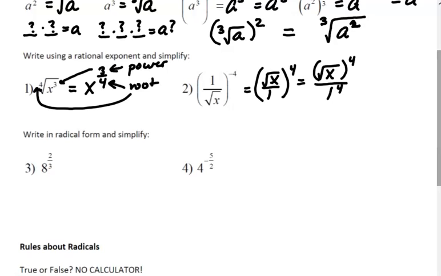And then the square root of x to the fourth could be written as x to the 1/2 to the fourth power, which is x to the 1/2 times 4, which is x squared. Now, could I have done the square root of x times the square root of x times the square root of x times the square root of x and come up with x squared? Certainly, I could have done that. This is just showing how you can use rational exponents to help do something maybe a little more efficiently.